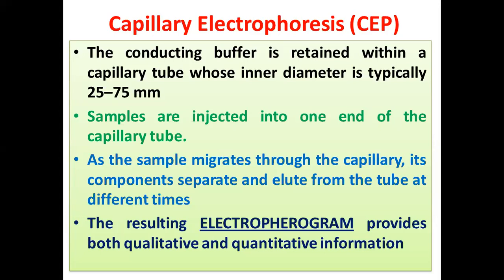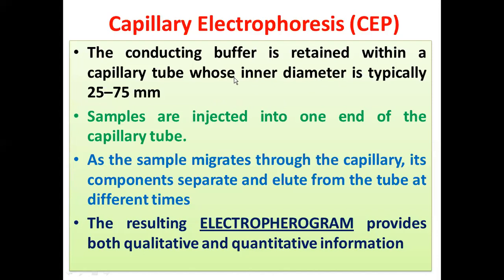Here, buffer is retained in the capillary tube, and the capillary tube will have a typical inner diameter, particularly from 25 to 75 millimeter. Any capillary tube is also made of silica. I will show you what the structure of the capillary tube is and how it is going to be constructed. What are the various features of the capillary tube? Let us discuss that later. So you take a capillary tube. The capillary tube is going to have an internal diameter, particularly in the range from 25 to 75 millimeter.